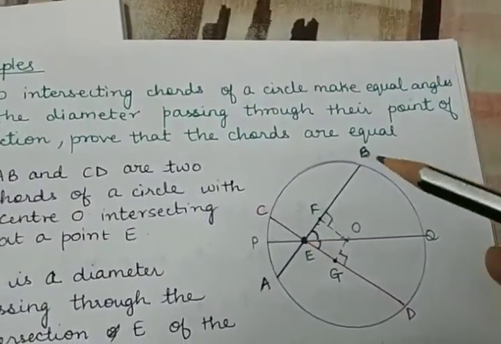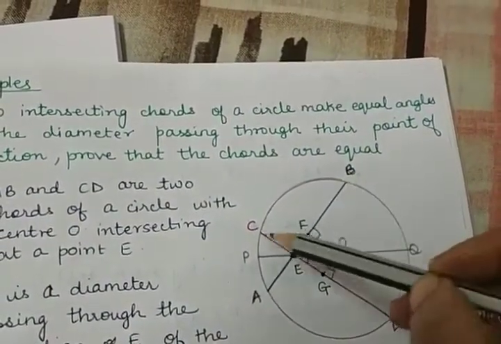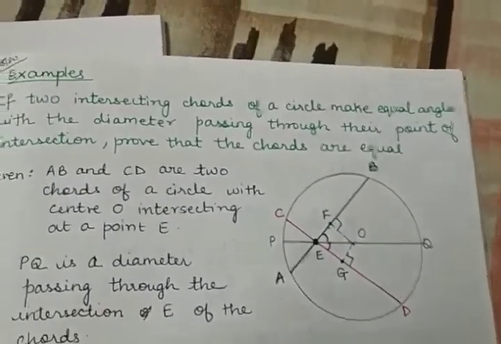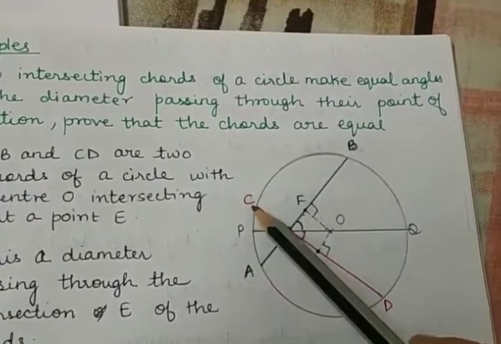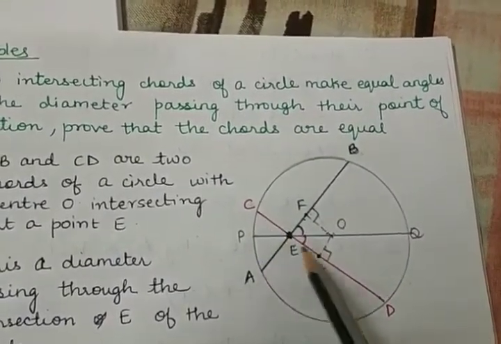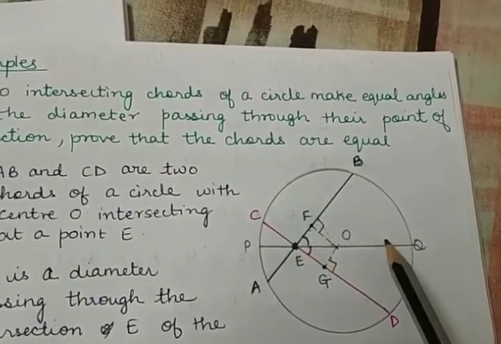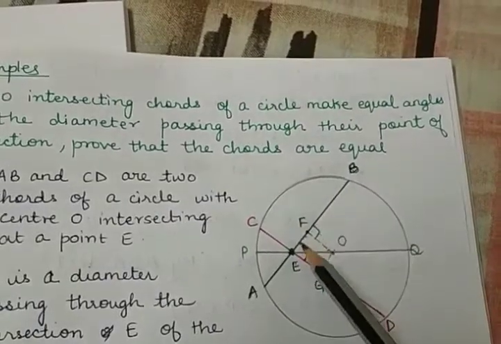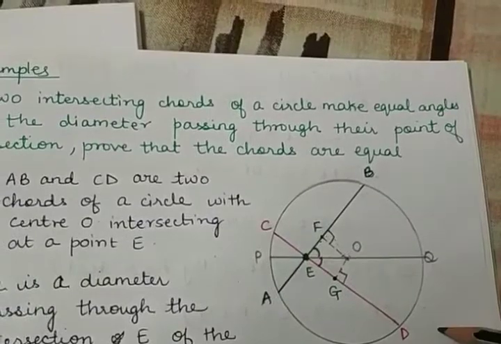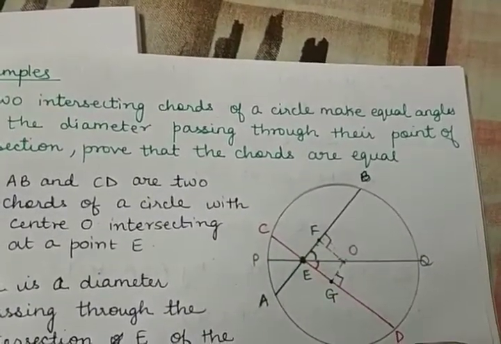Now you have to prove that the chords are equal. So you have to prove AB is equal to CD. Once again, if you have two intersecting chords such that the point of intersection lies on the diameter and these chords make equal angles with the diameter, then these two chords should be equal. So you have to prove that chord AB is equal to chord CD.